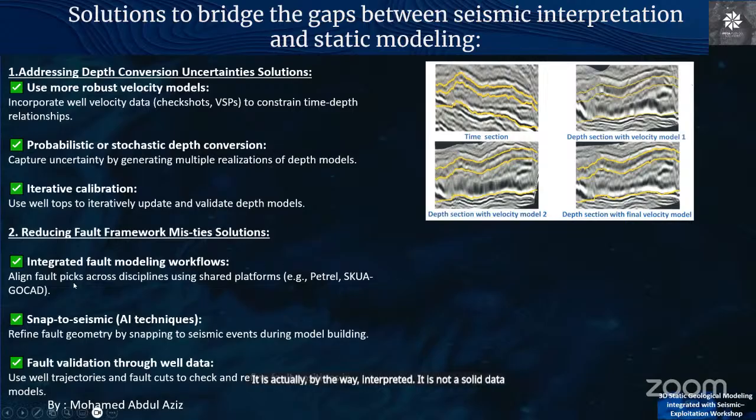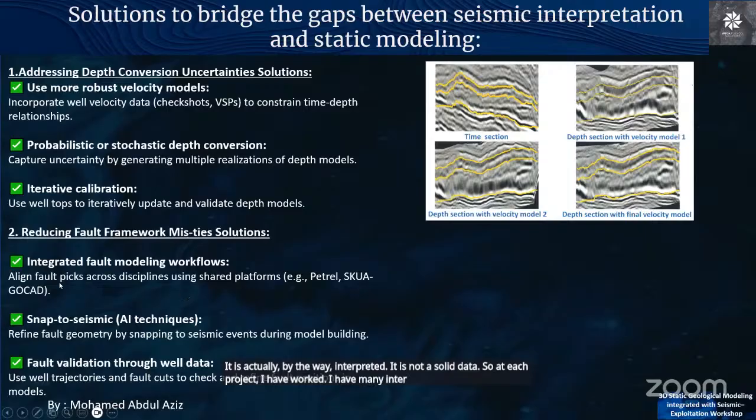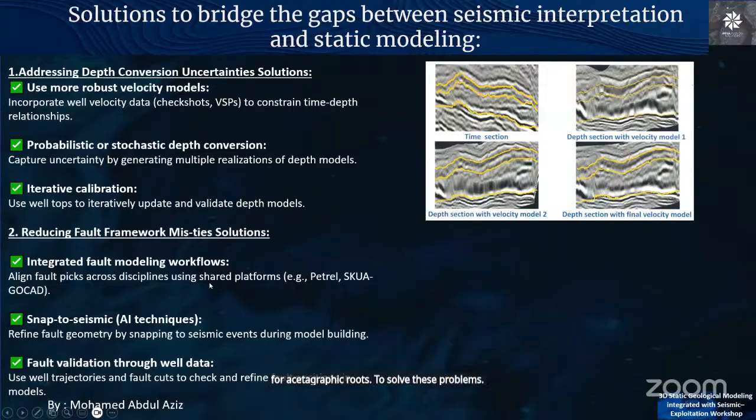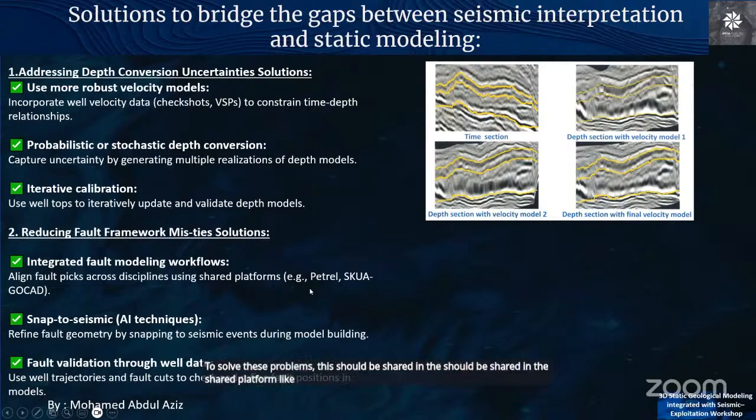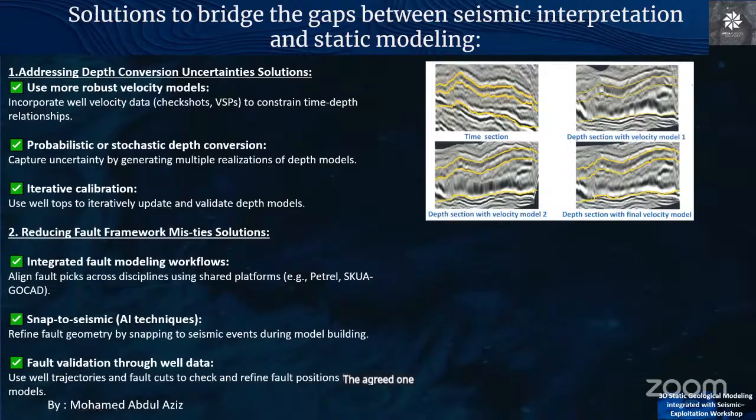In each project I have worked on, I have had many interpreters for fault picks and for stratigraphic units. To solve these problems, this should be shared on a shared platform like Petrel for geophysicists and for geomodelers, in order to be one. The agreed one should be shared. This is one solution here to avoid any mis-ties.